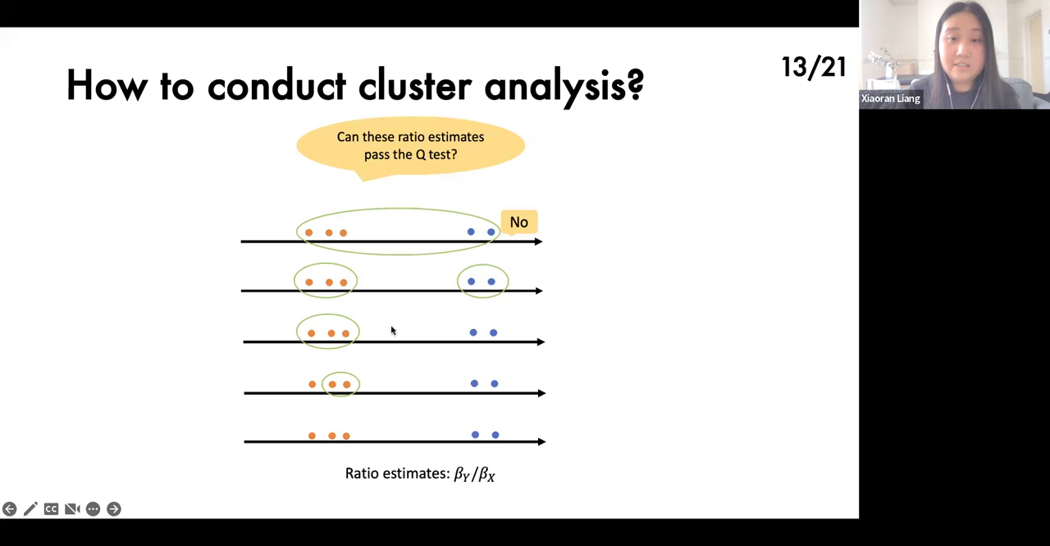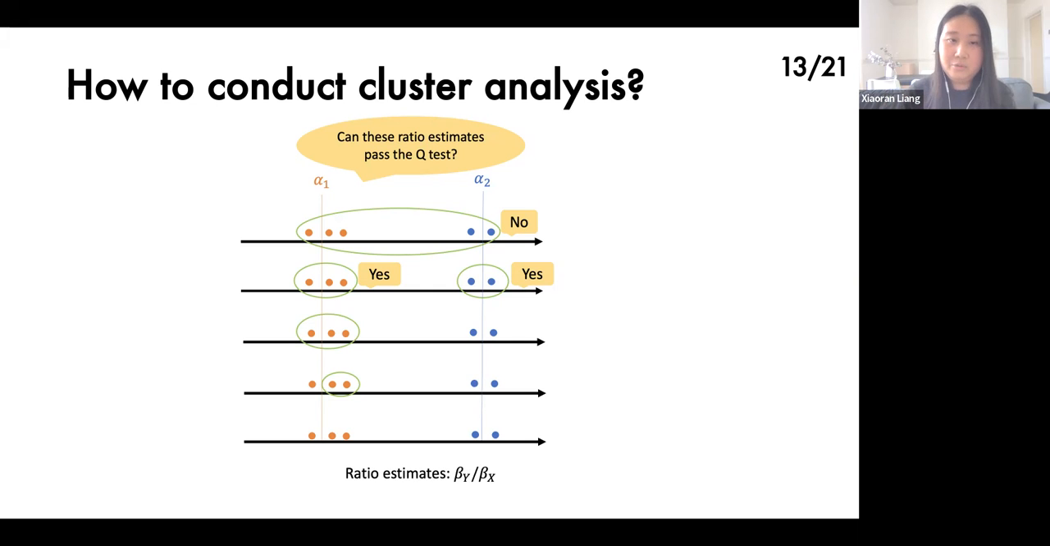After we get rejected, we move to the next layer, where we have 2 slim clusters. Again, we apply the Q-test to each one of these clusters, and we ask, can the ratio estimates within each cluster pass the Q-test? In this case, we will get 2 yeses, because the ratio estimates in this cluster are surrounding the first causal effect, and the SNPs in the other cluster are surrounding the second causal effect, alpha 2. So by doing the Q-test in a downward manner along the merging path, we manage to recover the true underlying SNP clusters.